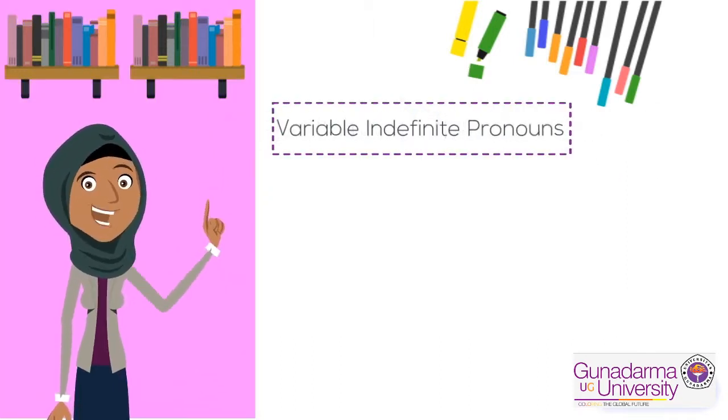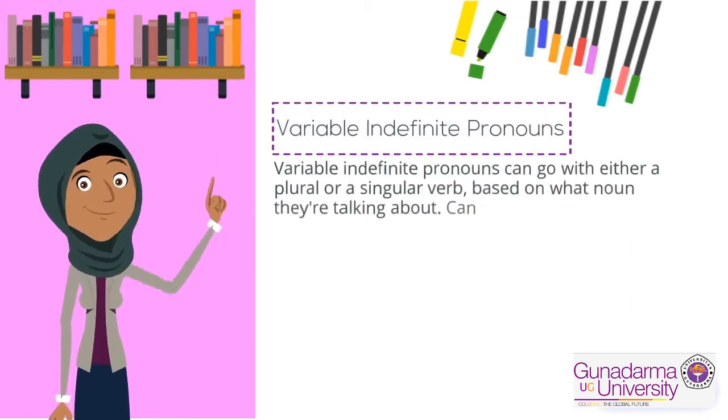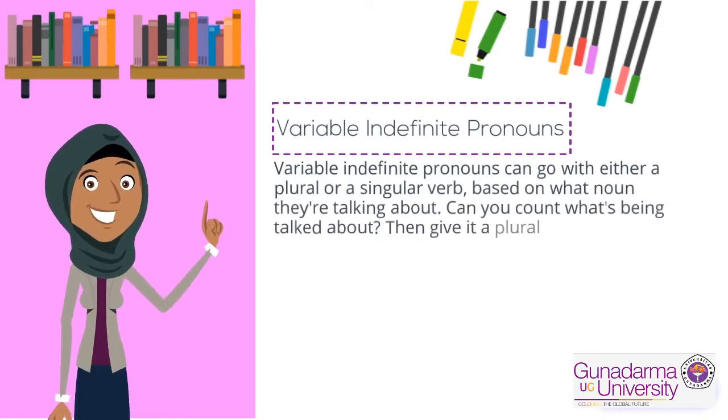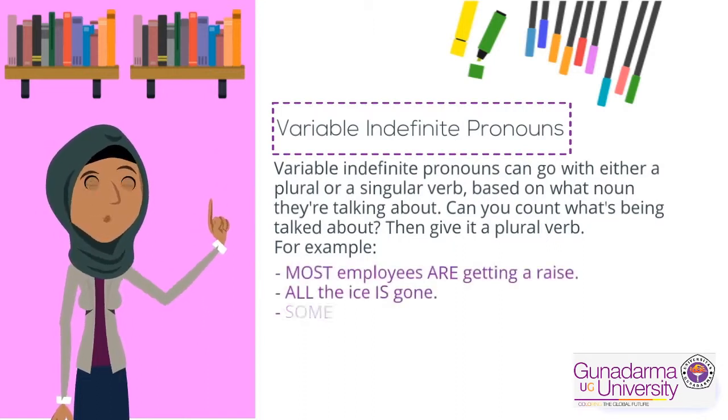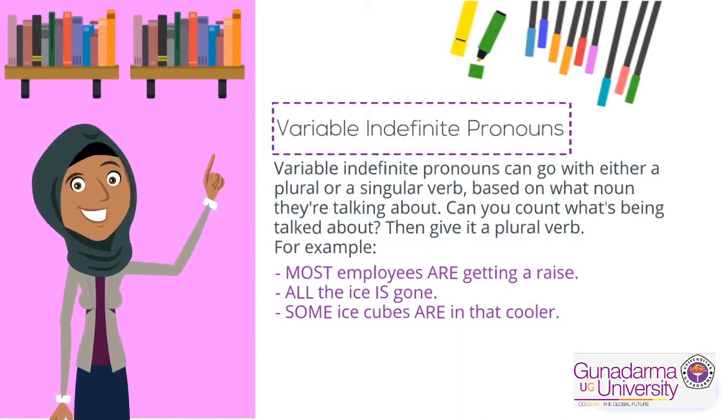Variable indefinite pronouns. Variable indefinite pronouns can go with either a plural or a singular verb, based on what noun they are talking about. Can you count what's being talked about? Then give it a plural verb. For example, most employees are getting a raise. All the ice is gone. Some ice cubes are in that cooler.